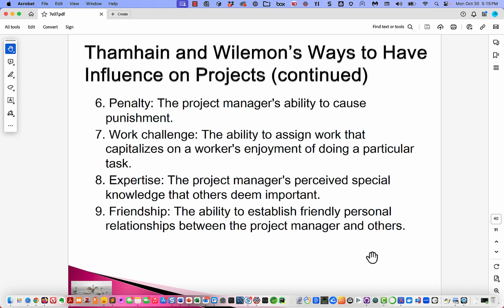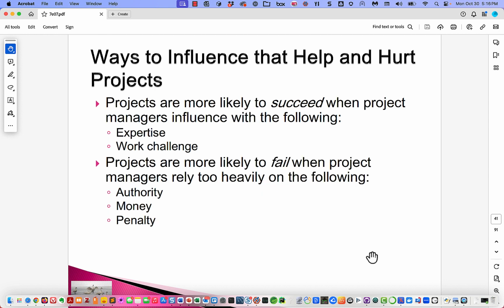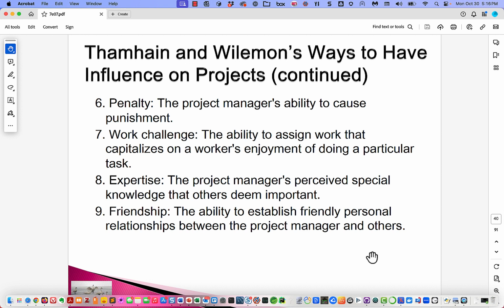Oh, yeah, I'm sorry. We have even more. I knew that one of these kept on going. Then we have penalty, work challenge, expertise, and friendship. So, penalty, the project manager's ability to cause a punishment. Work challenge, the ability to assign work that capitalizes on the worker's enjoyment of doing a particular task. Expertise, the project manager's perceived special knowledge that others deem important. And friendship, the ability to establish friendly personal relationships between the project manager and others.